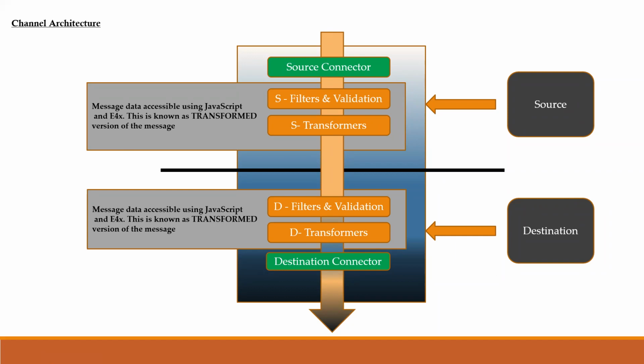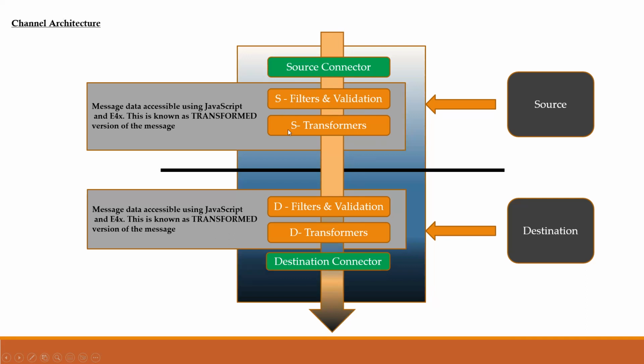Once that is done, the source will have its own dedicated source filters and transformers. That's the reason we are seeing here source filters and validations, and source transformers. What these do is help us perform transformations or some sort of manipulation of the data on the source component side itself. Once the source filters and transformers are completed, the message is passed on to the destination side, or destination component, of the channel.